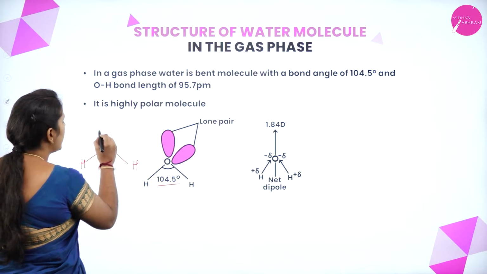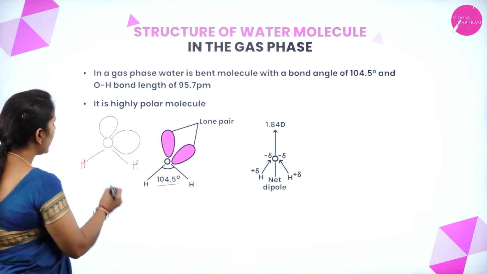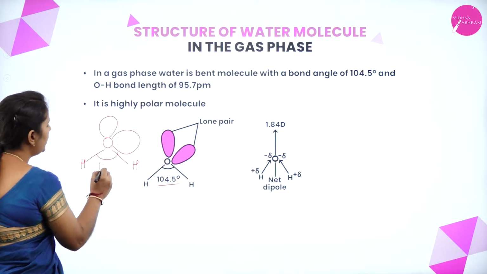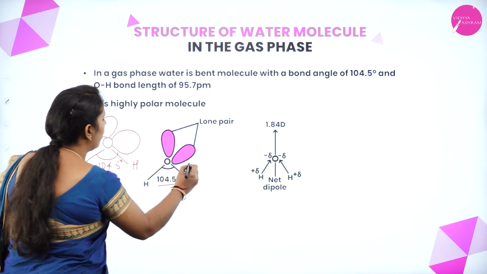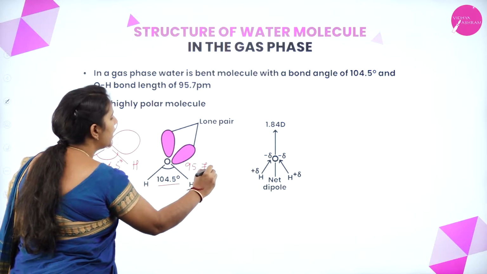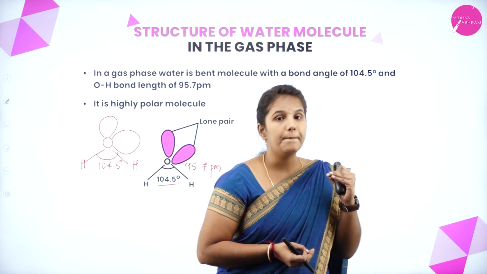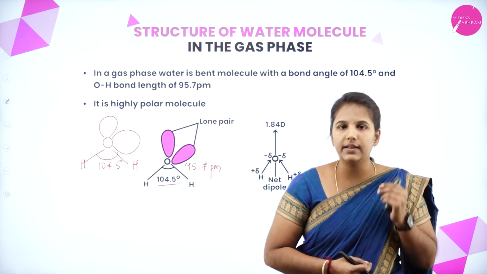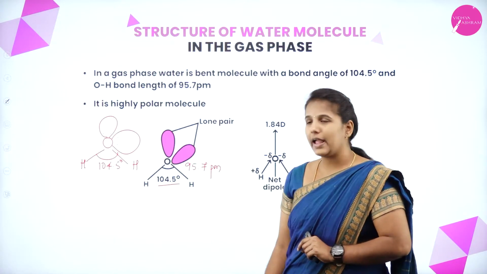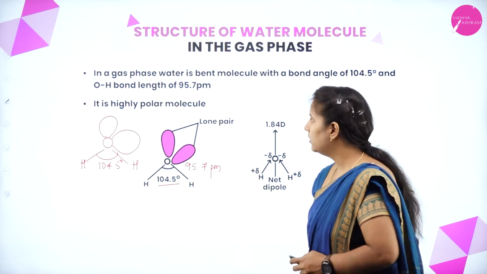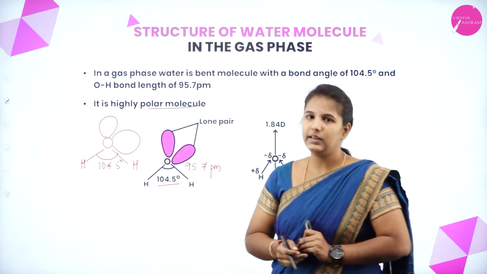Is it right? So that is why we will write the structure like this, and it has a bent structure, and the bond angle between the 2 hydrogen atoms is 104.5 degrees, and the bond length is measured around 95.7 picometer. So this shows that the water molecule exists in a bent structure in the gas phase, and it consists of 2 hydrogens along with 2 lone pairs of electrons. The bond angle is 104.5 degrees. And remember, the water molecule is highly polar in nature.